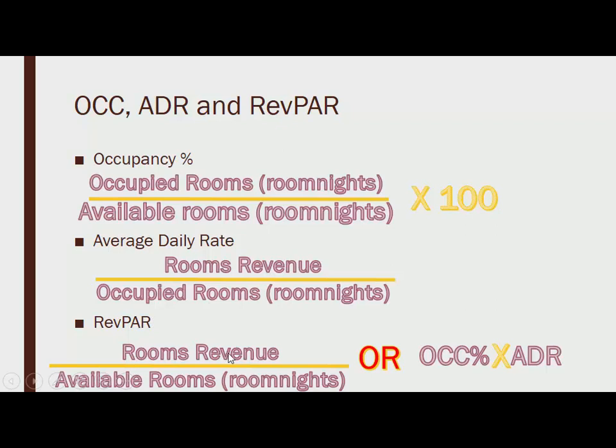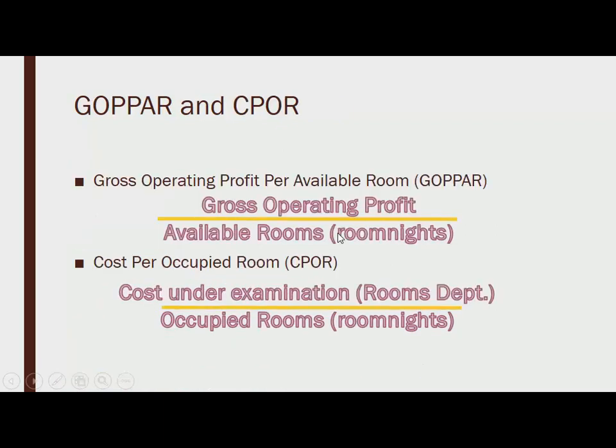There's two ways of discovering it. Now, many people remember that occupancy percentage times your average daily rate gives you your revenue per available room. But it's just as easy as dividing your rooms revenue by available rooms or room nights. Remember, if you say this out loud, revenue per available room, revenue per available room. Okay? This should all be quick review.